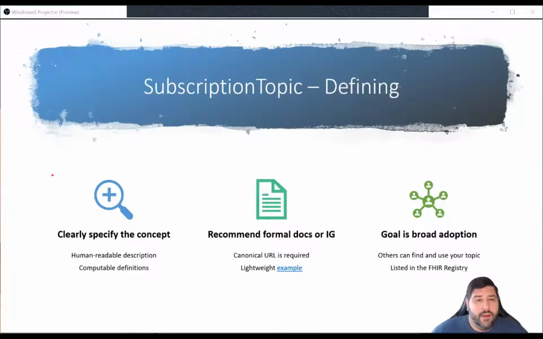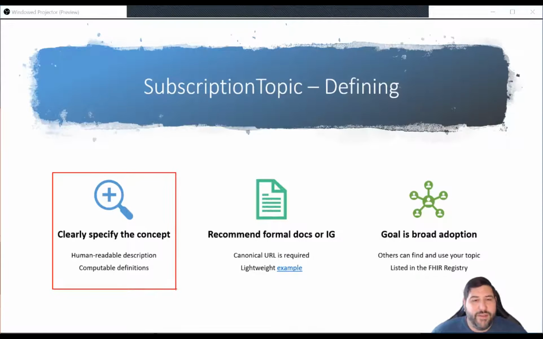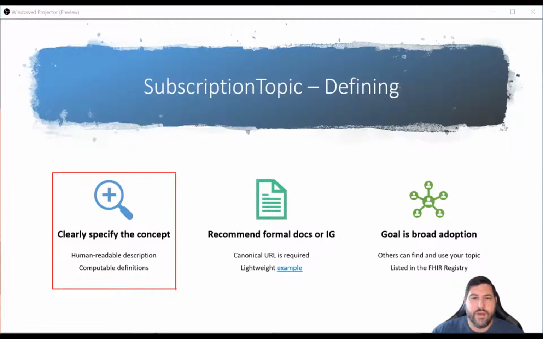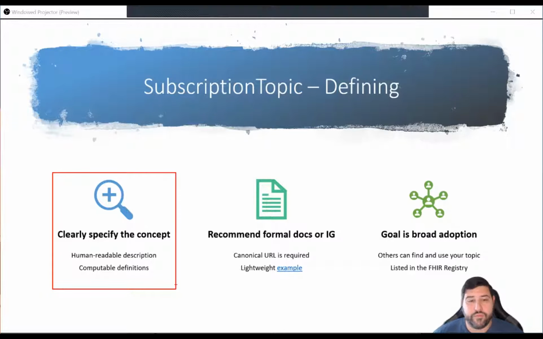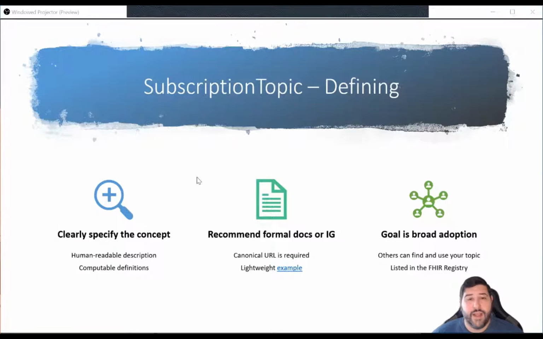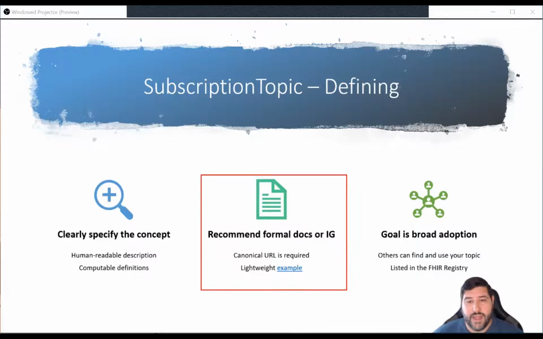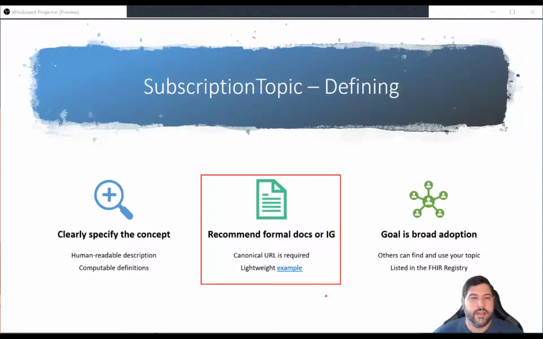So again, I know I just belabored this, but to say it again, the most critical part in defining a topic is defining the concept. So you want readable descriptions, you want computable definitions, whatever is going to let people make sure that that topic is what they're looking for. We definitely recommend some sort of formal documentation, whether it's a full-blown implementation guide or not isn't required.